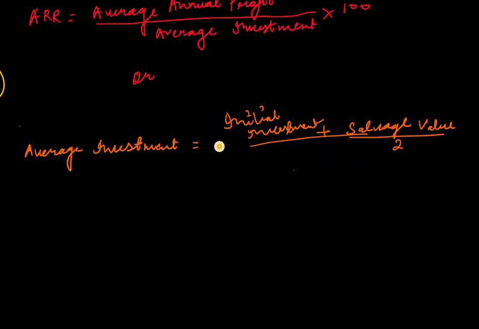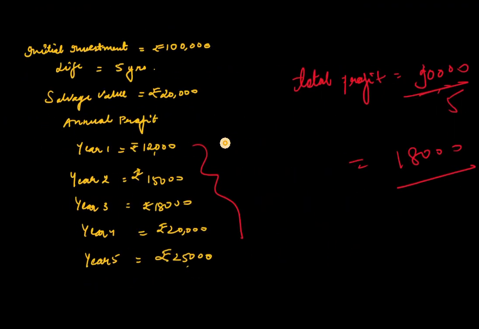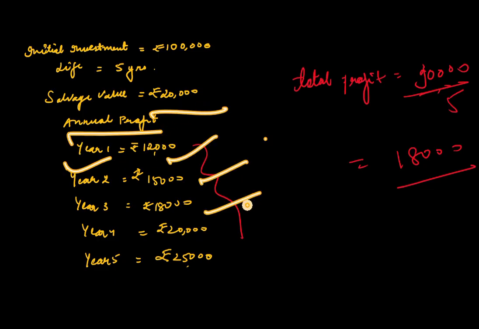Now, let's solve a numerical. You can write this numerical in your notebook. Here we have been given certain information, and we are going to use this information to solve the numerical to find out the ARR. Here the initial investment is 1 lakh rupees and useful life is 5 years. Salvage value is 20,000 and annual profits are 12,000, 15,000, 18,000, 20,000, 25,000.